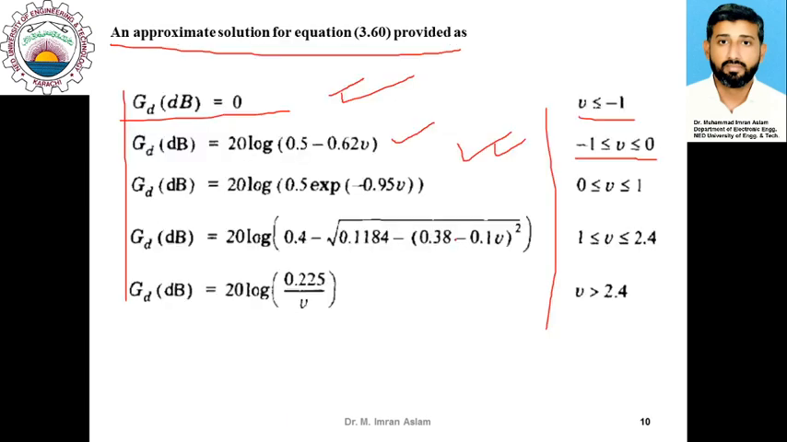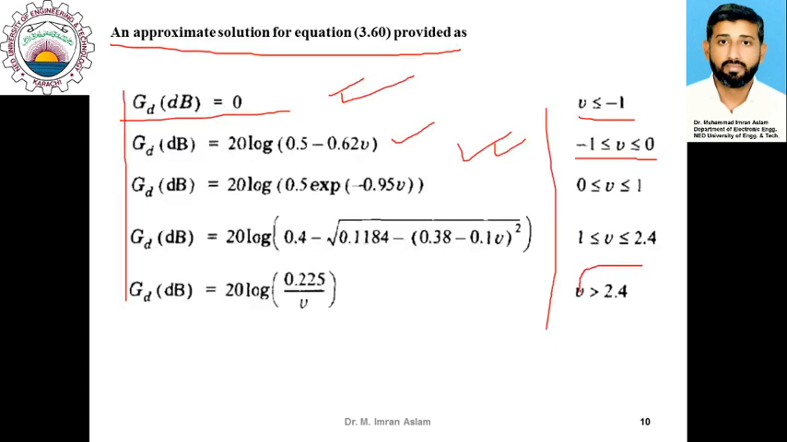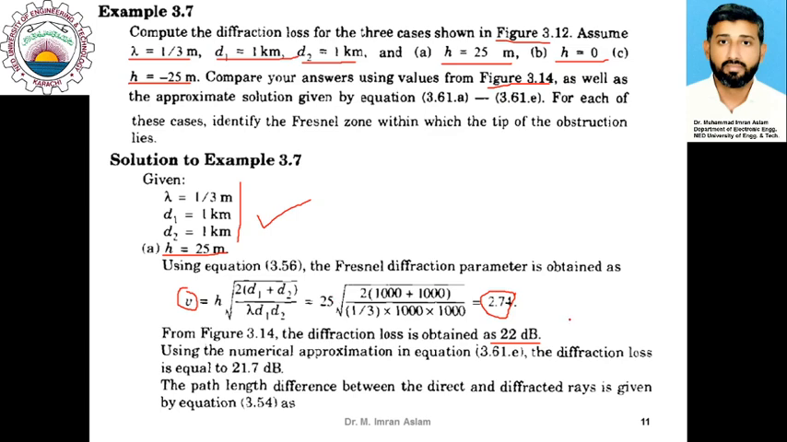But if we use this relationship, because we have a value of nu of 2.74, and nu greater than 2.4 means we have to use this relationship, GD equals 20 log of 0.225 upon nu. If you use this relationship, you would see that this loss comes out to be 21.7 dB.